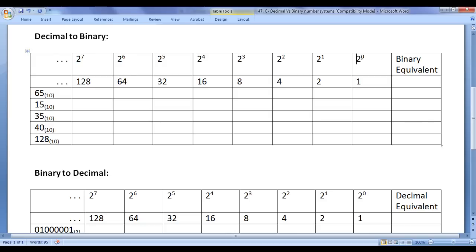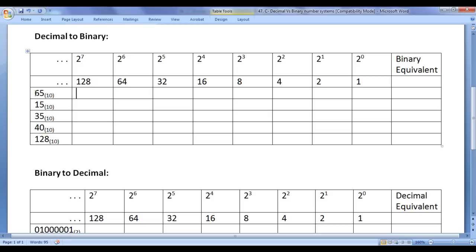2 raised to the power of 0 is 1, 2 raised to the power of 1 is 2, 2 raised to the power of 2 is 4, 2 raised to the power of 3 is 8, 2 raised to the power of 4 is 16, 2 raised to the power of 5 is 32, 2 raised to the power of 6 is 64, 2 raised to the power of 7 is 128 and so on. You can see that I have stopped at 2 to the power 7, which is equal to 128, because the maximum decimal number I have here to convert is 128. If you need to convert higher than 128, then you may need to continue the series: 2 raised to the power of 8, 2 raised to the power of 9 and so on, guys.